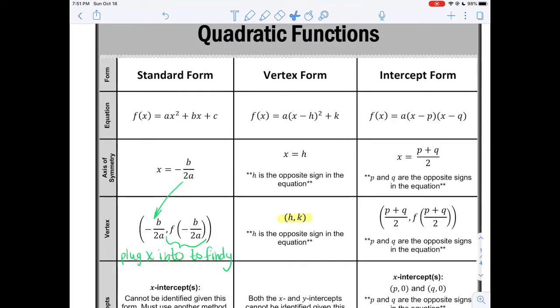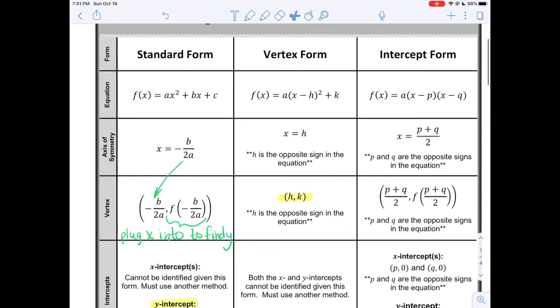Finally, we have what is called the intercept form of the equation, and that takes the form f of x is equal to a times the quantity of x minus p, and then times the quantity of x minus q, where a, p, and q are numbers. Our axis of symmetry is again a little bit of an equation to solve. X, the line of symmetry, is equal to p plus q over 2. Notice, just like in vertex form, in the parentheses we have some negatives here. So p and q are the opposite signs of what are in the equation.